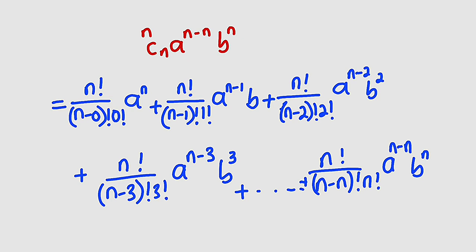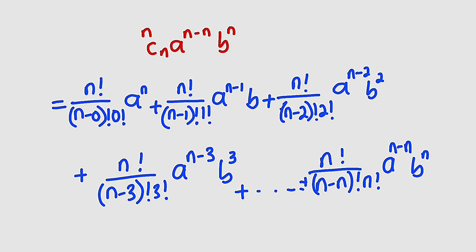Alright, this is exactly how to expand a plus b raised to the power of n, for which n is a natural number. But the problem is, what if n is either a negative number or a fraction? For example, negative 3. We don't know how to compute negative 3 factorial. Or what about if n is 1 divided by 2? We don't know how to compute 1 divided by 2 factorial.